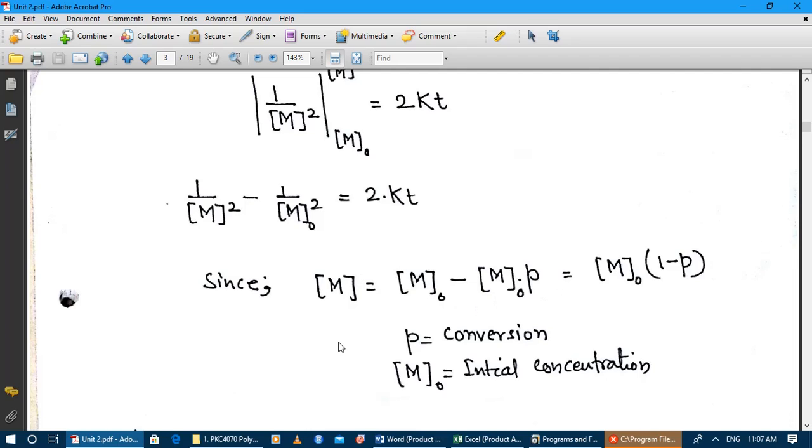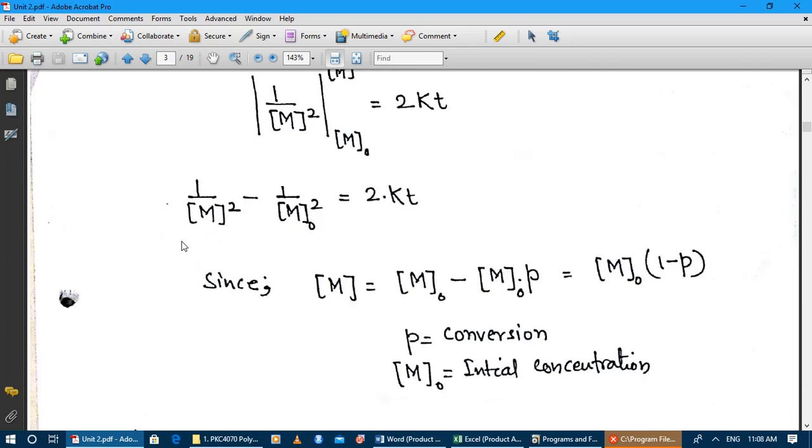So this is the relationship. The concentration M at any time T is equal to the initial concentration multiplied by 1 minus P, where P is the conversion. So we can replace the value of M with the value of M naught times 1 minus P.